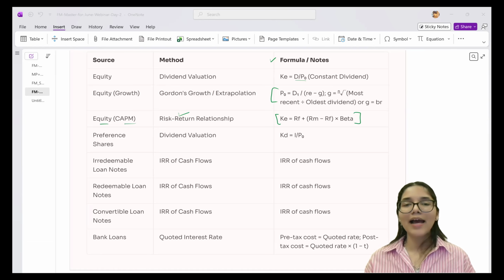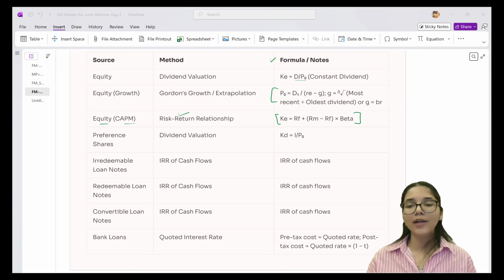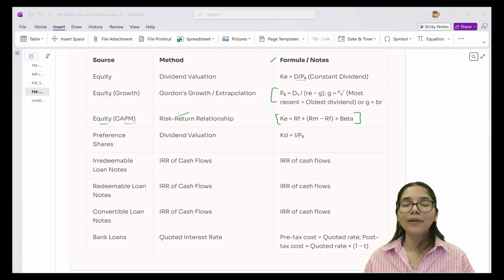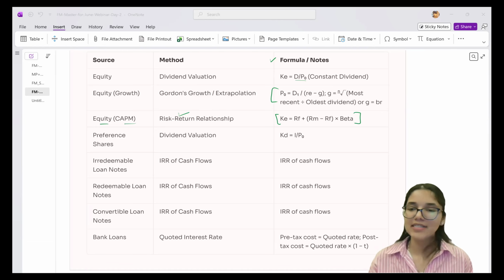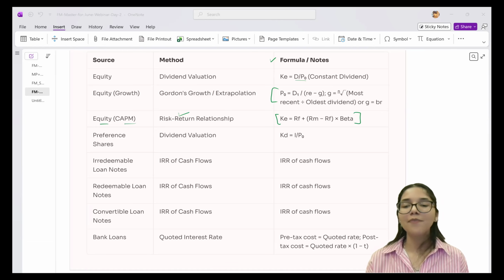Yes, we take one as the market risk. So if my beta is more than one, then we say that the company is more risky than the market. And if my beta is less than one, then it is lesser risky than the market. So these were the concepts that we studied about beta also.